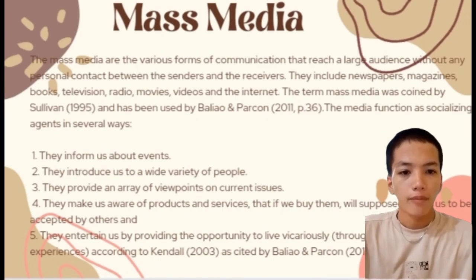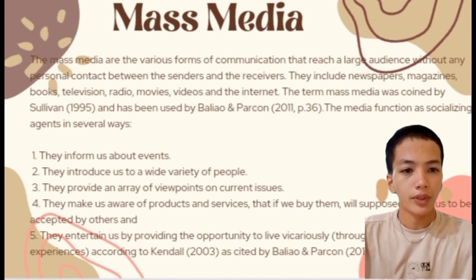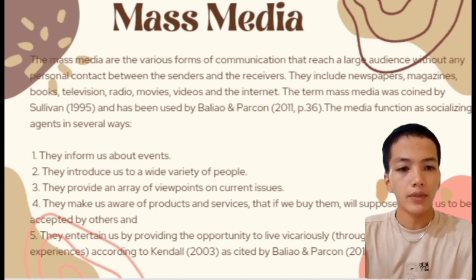Mass media. The mass media are the various forms of communication that reach a large audience without any personal contact between the senders and the receivers. They include newspapers, magazines, books, television, radio, movies, videos, and the internet. The term mass media was coined by Sullivan and has been used by Baran and Davis.